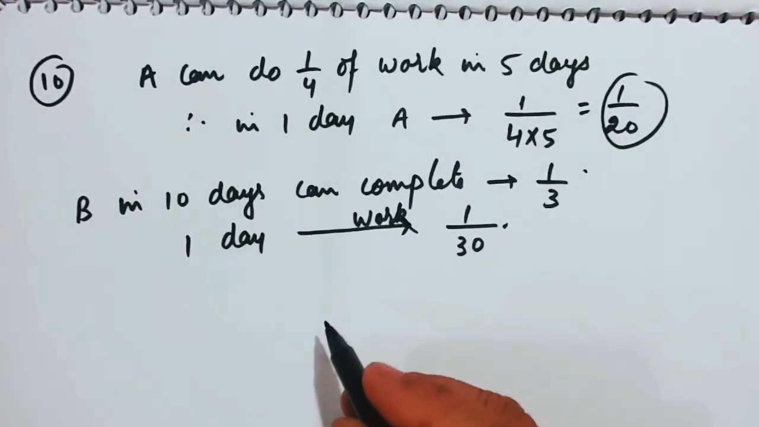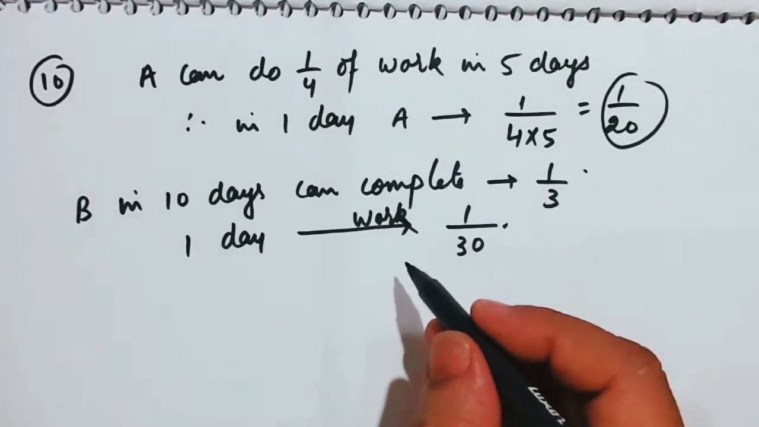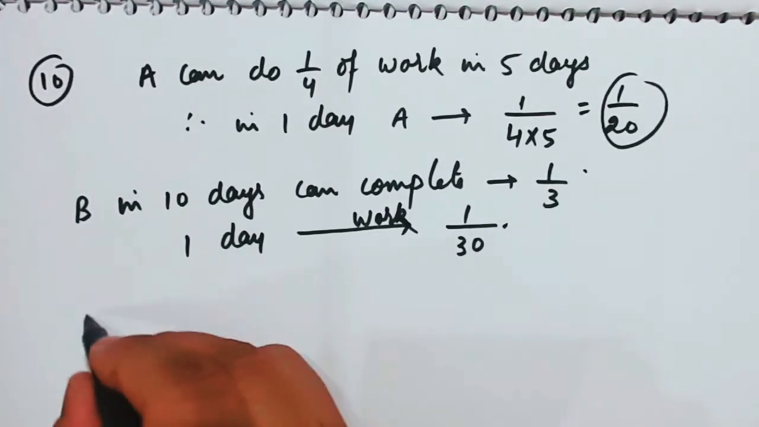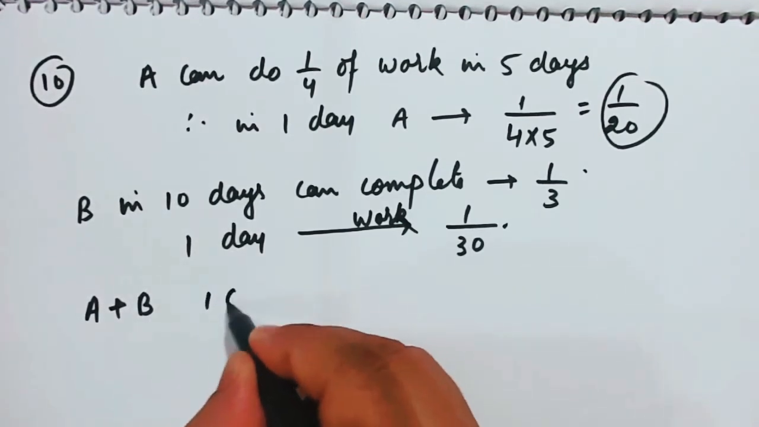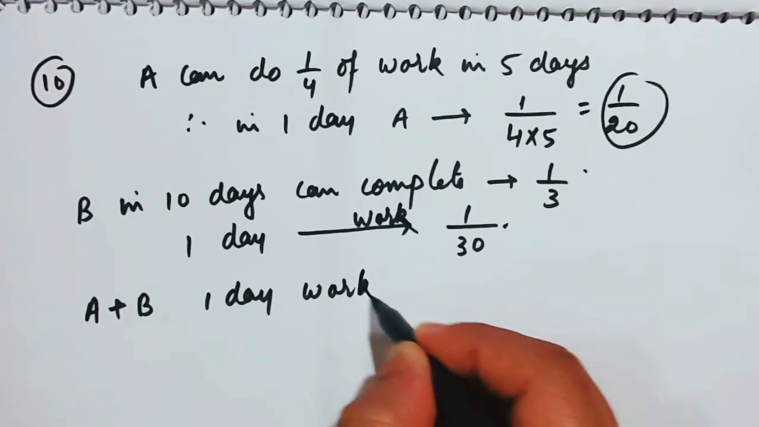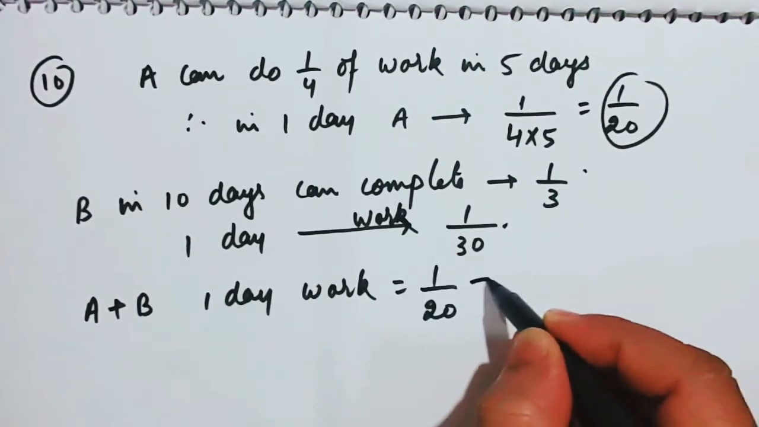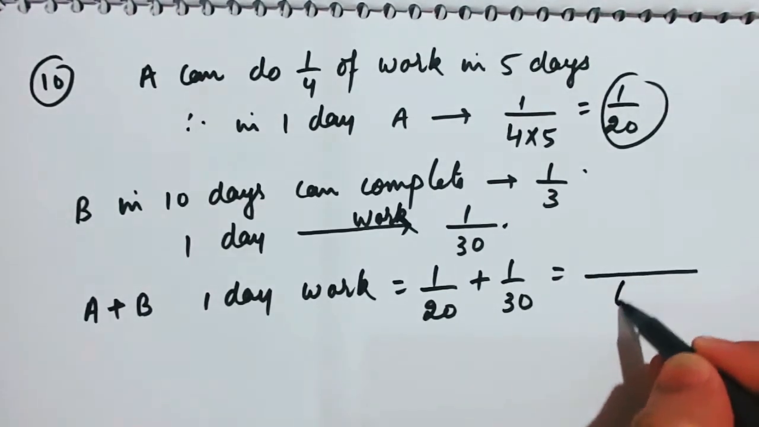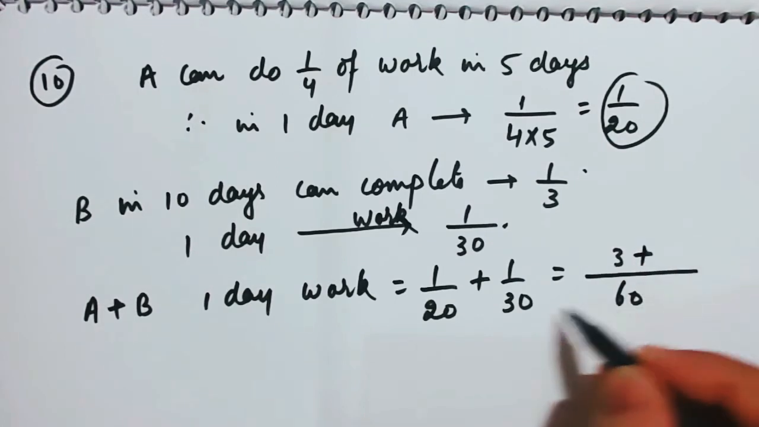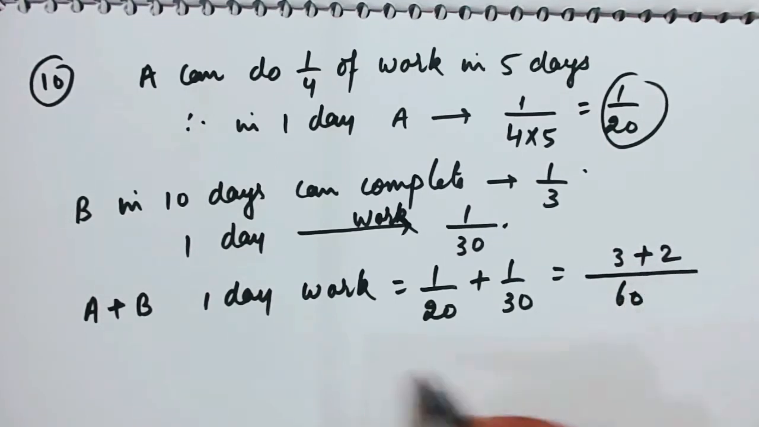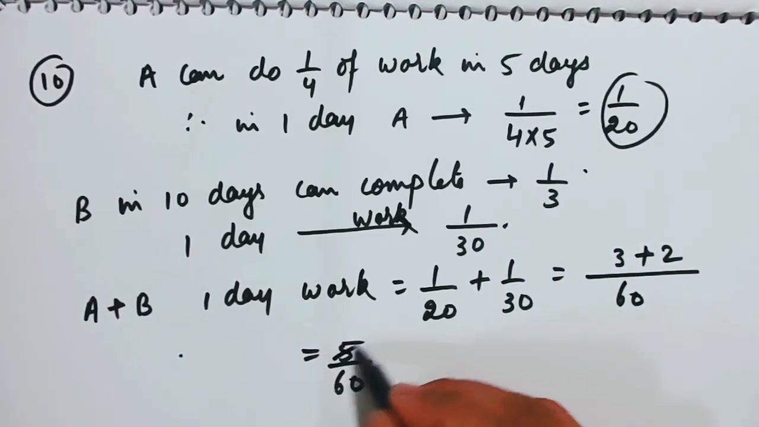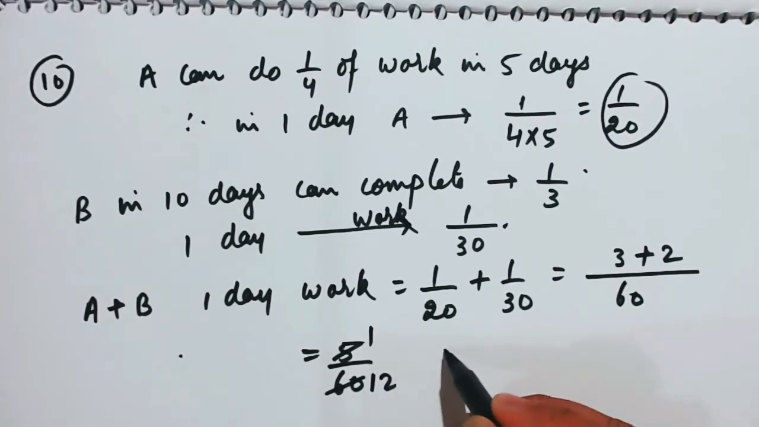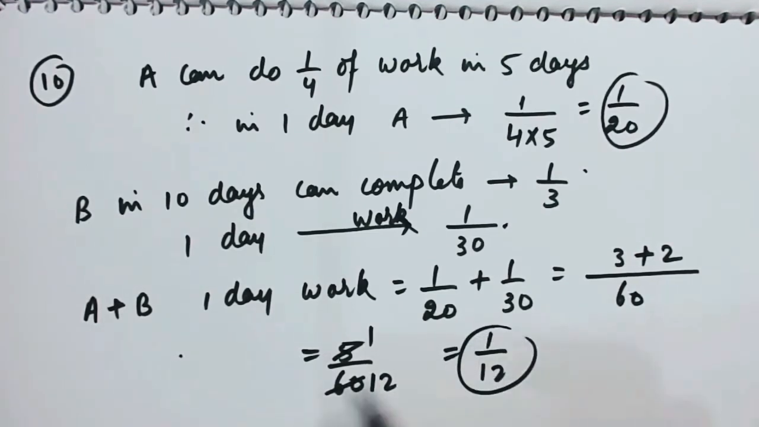So they are asking you in how many days A and B, when working together, can complete the work. So A plus B, 1 day work is equal to how much? 1 by 20 plus 1 by 30. Do you know what will be the LCM? 60. 20, 3 times and 30, 2 times, is equal to 5 by 60. 5 by 60 means 5 1s are 5, 5 12s are 60, so 1 by 12. So A and B, 1 day work is 1 by 12.